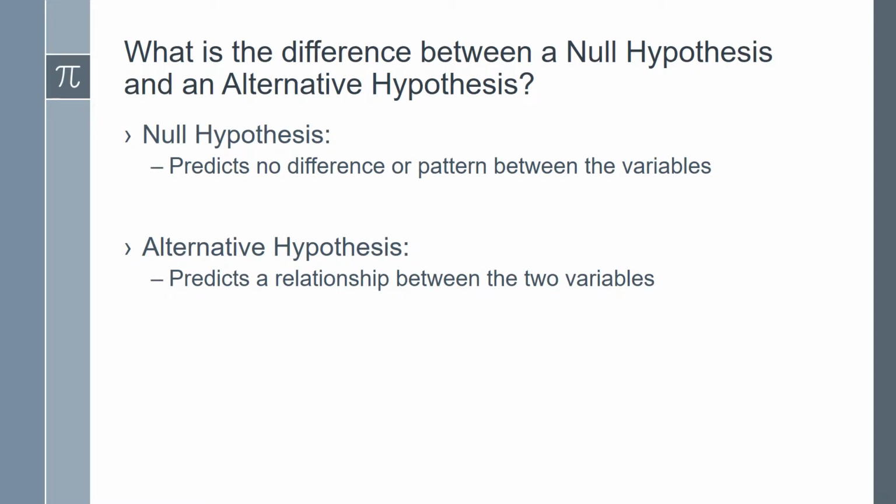What is the difference between a null hypothesis and an alternative hypothesis? A null hypothesis predicts no difference or pattern between the variables. An alternative hypothesis predicts a relationship between the two variables.